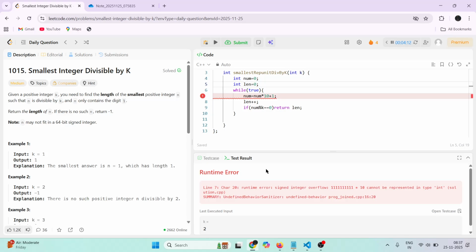Sorry, I said TLE. It means it keeps doing the computation, and this num gets overflow.